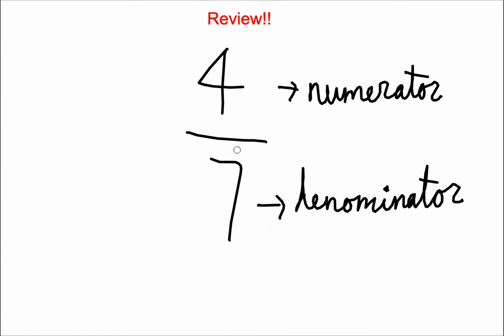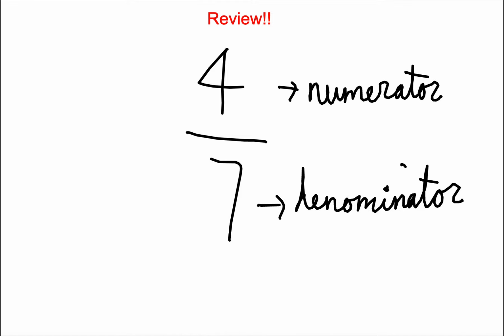So, in a fraction, the number on top of the line is called the numerator and the number below it is called the denominator. In this case, 4 is the numerator and 7 is the denominator. The numerator tells us how many parts we are talking about, and the denominator tells us how many parts the whole is divided into. Which means in this case, 7 is the denominator, which means that the whole has been divided into 7 equal parts, and 4 is the numerator, which means we are talking about 4 equal parts. That is a quick review about fractions.